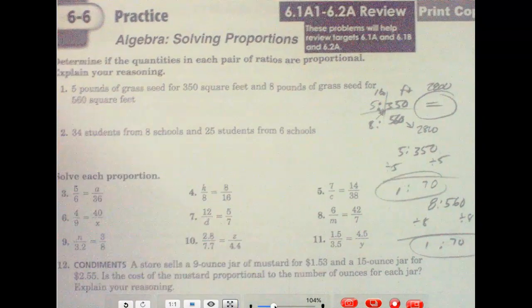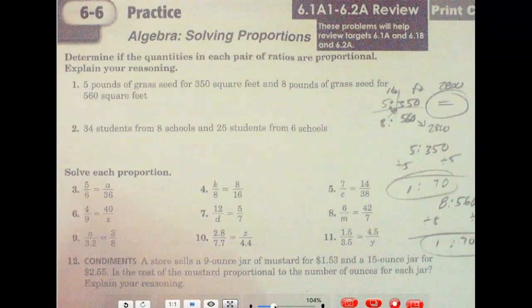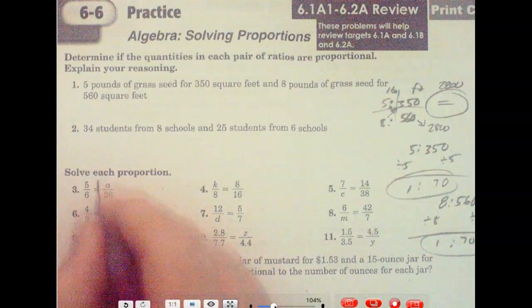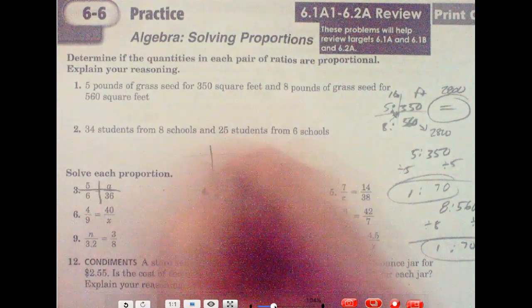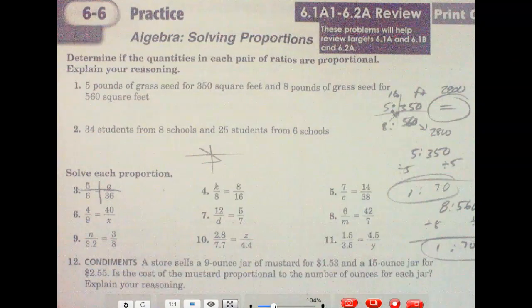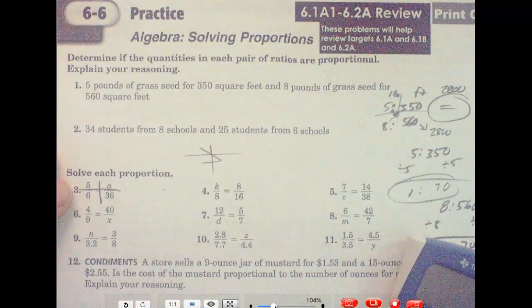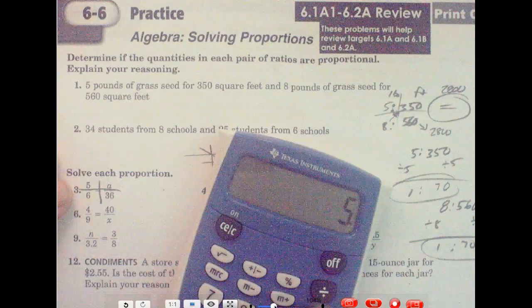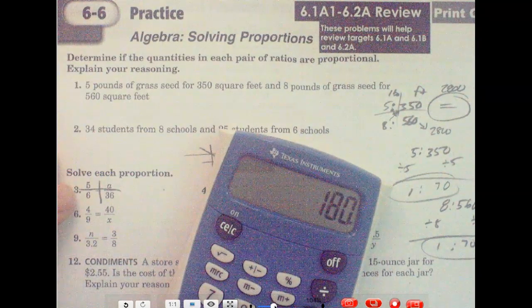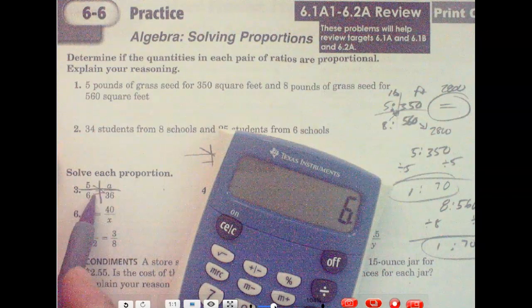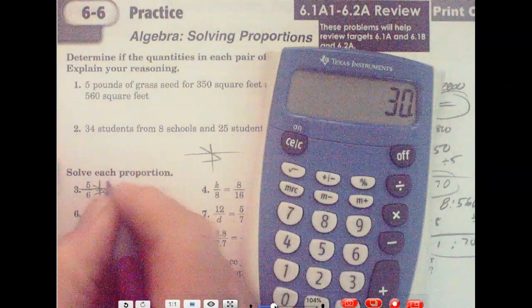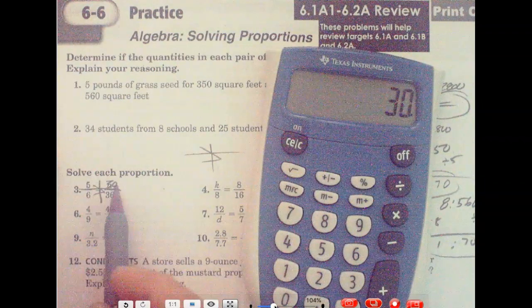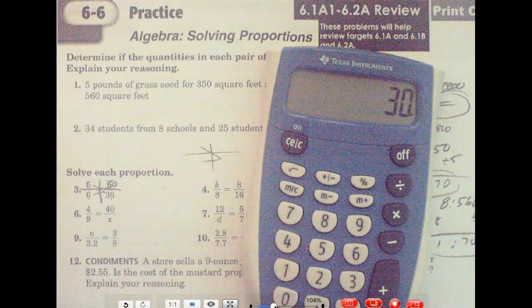Let's solve each proportion here. Well, these are real nice. You've got your little box there, and remember that with a box, we multiply diagonally and then we divide. So I'm just going to take 5 times 36. That equals 180, and then I'm going to divide that by 6, which equals 30. So 5 is to 30 as 6 is to 36. Yes, it's good. Very good.